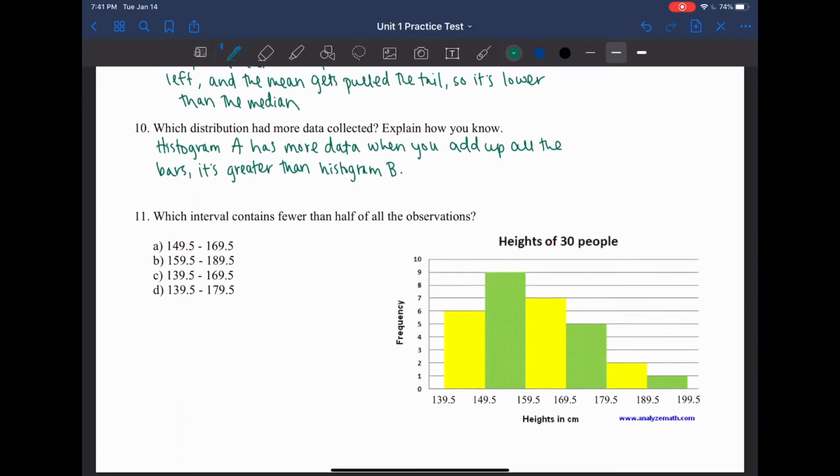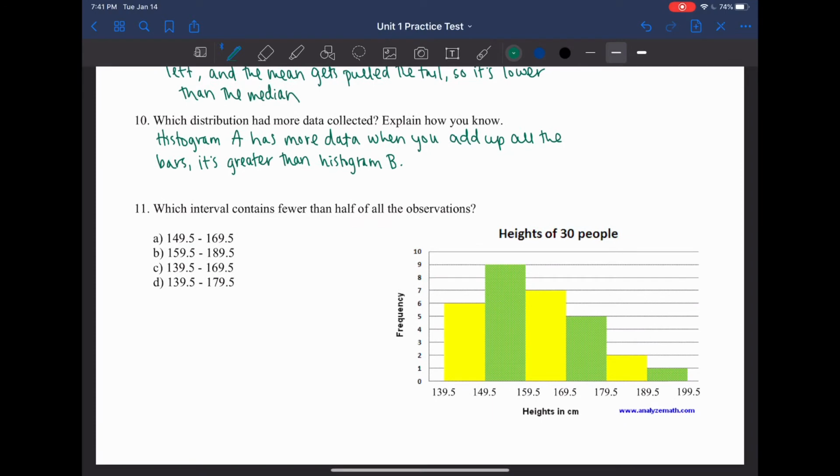All right, looking at number 11. Number 11 is asking us which interval contains fewer than half the observations. So first, let's figure out how much is in each bar. So there's 6 here, 9 here, 7, 5, 2, and 1, which means we have a total of 30. Well, we know the total here.